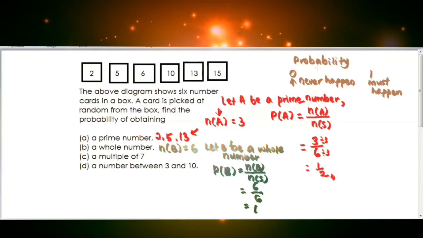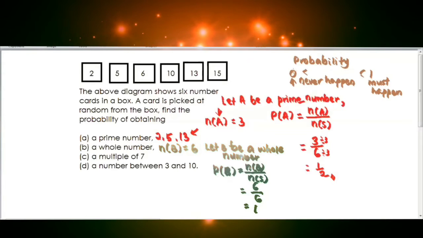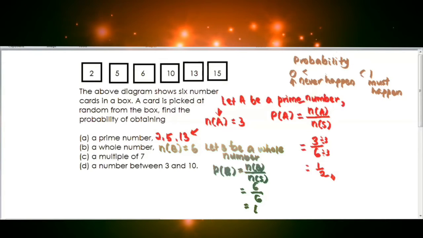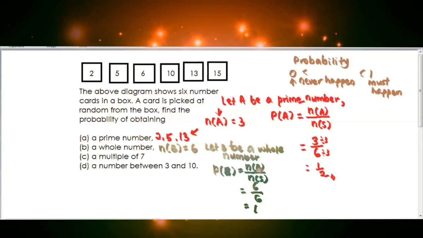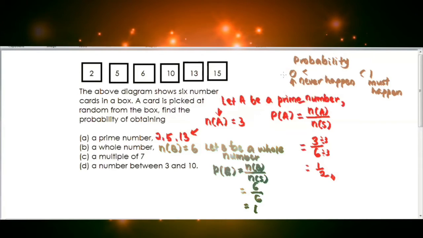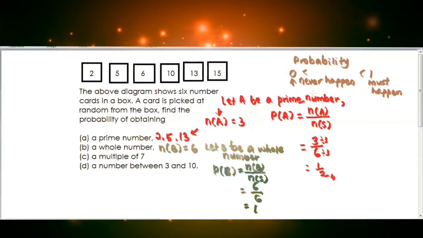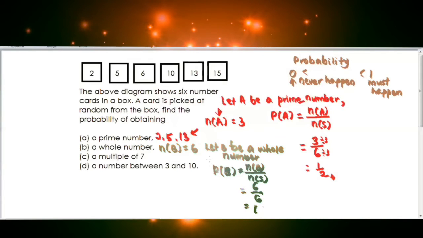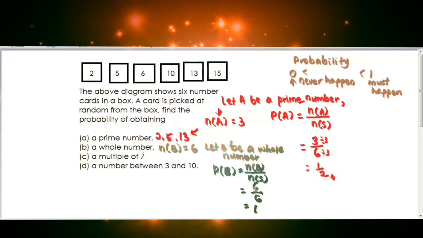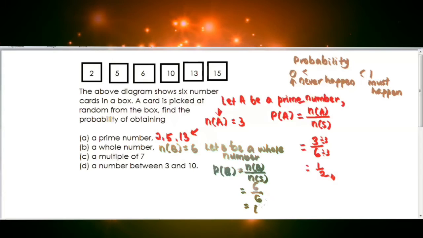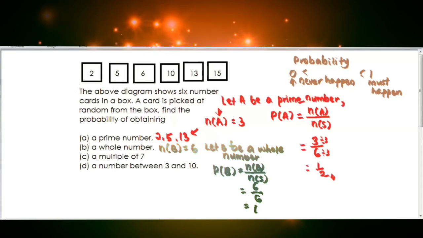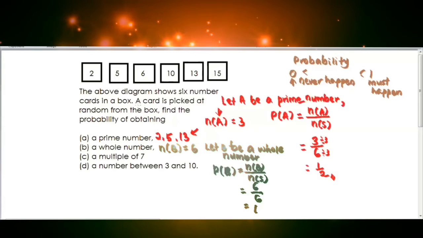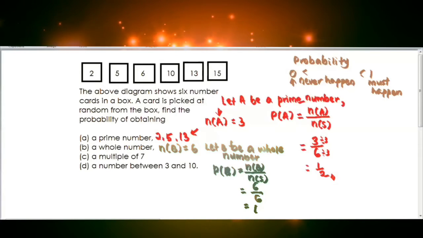So normally we will get an answer between 0 and 1. We won't get any answer in negative form. So for 0, we would obtain the probability for getting the whole number. If it's 1, it means that we must pick the whole number. It surely happens.